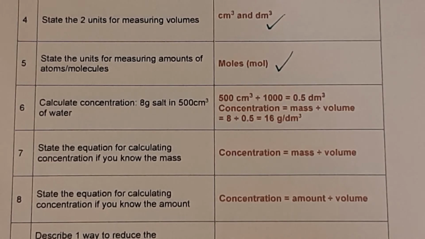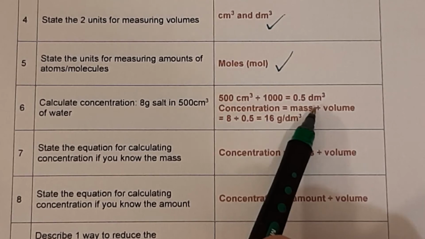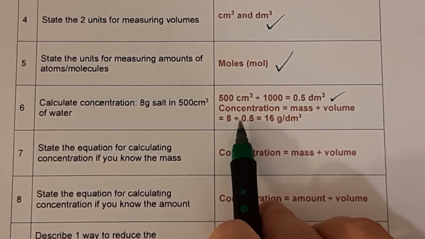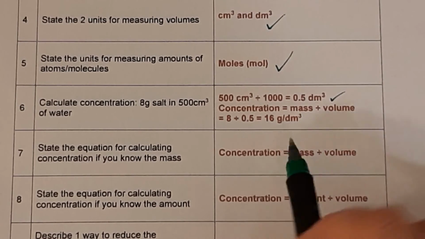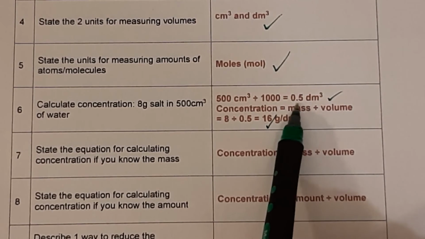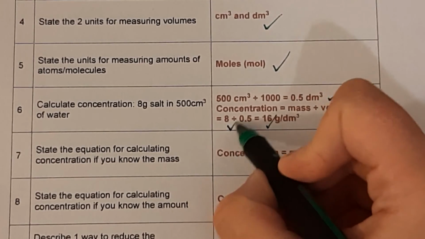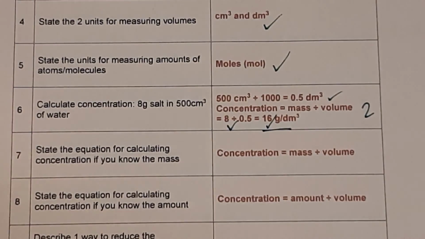Question 6, calculate the concentration of 8 grams of salt in 500 centimetres cubed of water. Well, 500 centimetres cubed divided by 1,000 is 0.5 decameters cubed, so you can have a mark for that part. Then the concentration is the mass divided by the volume, which is going to be 8 divided by 0.5, giving us 16 grams per decameter cubed. Now, you can have the mark either for doing the 0.5 decameter cubed conversion or for doing this part, 8 divided by 0.5. Okay, so it's a maximum of 2 there, and 1 mark must be for the answer.